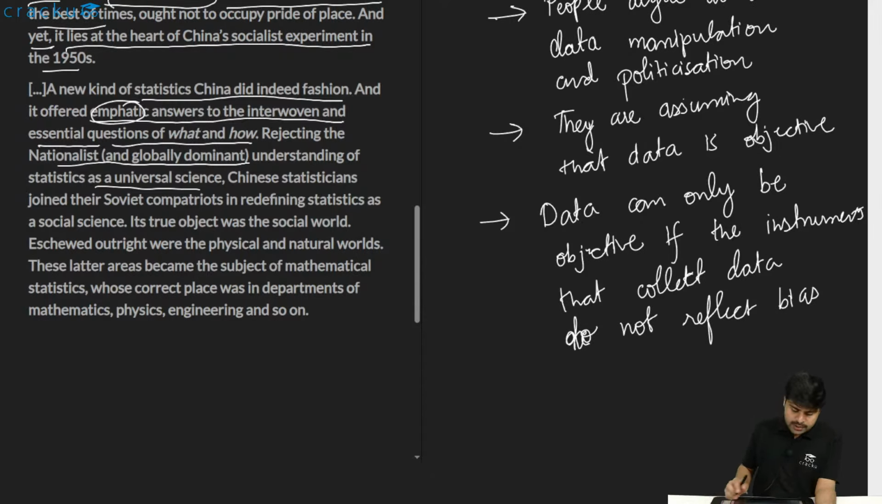How? They started to redefine statistics as a social science, not as a universal science, right? Its true object was the social world. So what was this all about? Statistics was about the social world.